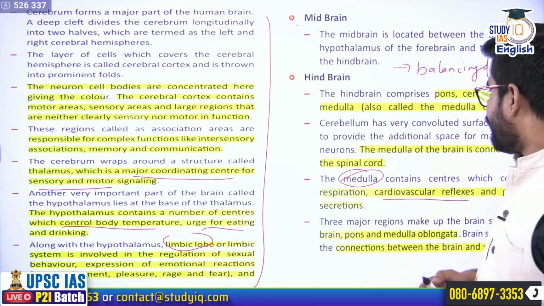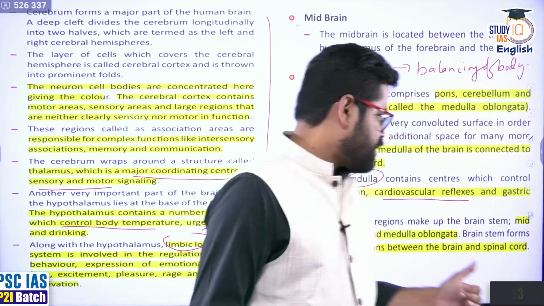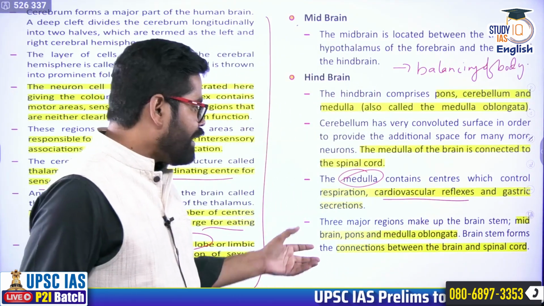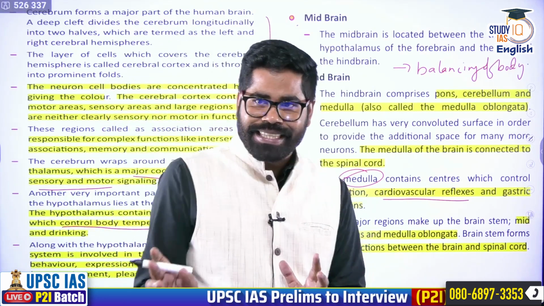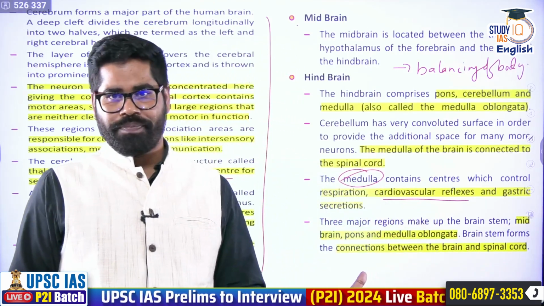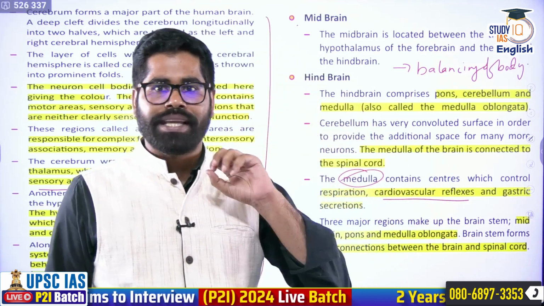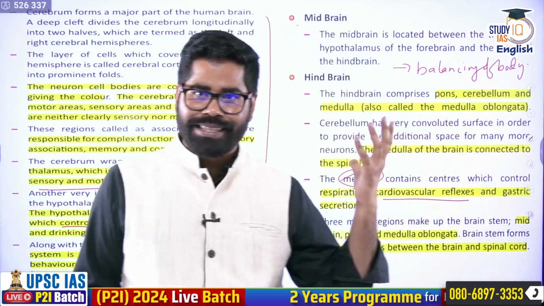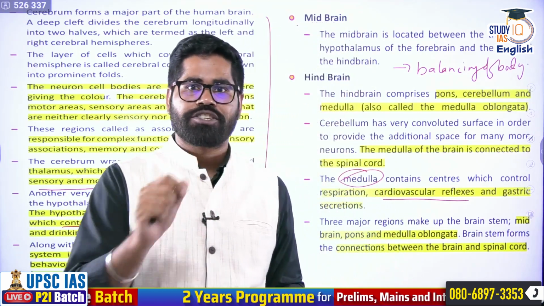Then you can see there are three important parts. Basically, we have the pons and the medulla oblongata, and they form the brain stem together. The parts connected to the pons are connected with the spinal cord, and from there the information goes to all the different parts of the body. So the hindbrain has the major role in controlling the involuntary actions of the body.